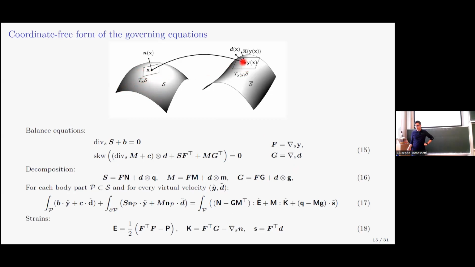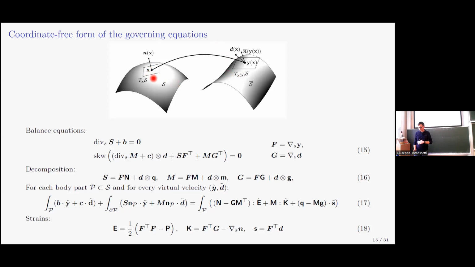And in the reference configuration, the director is perpendicular to the surface, but in the deformed configuration, the director D, which is this vector here, in general could be tilted with respect to the surface. So it's kind of independent with respect to the motion of the shell. Okay.